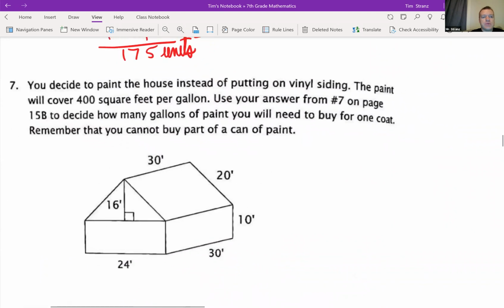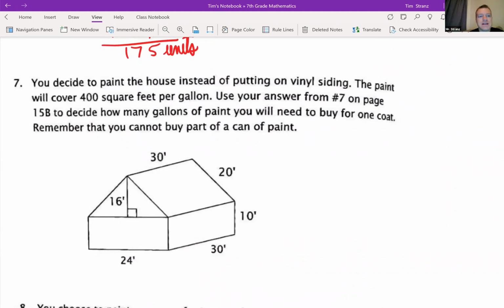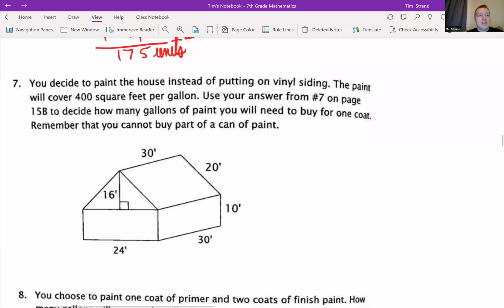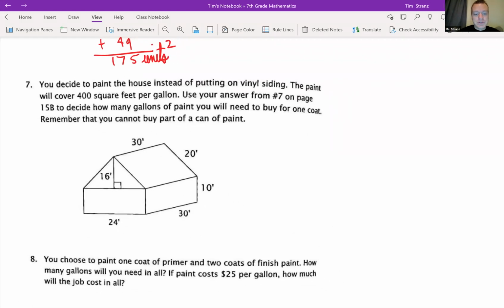Number 7. Why do I keep saying 13? I guess I love the number 13 tonight. Number 7. Oh, it's one of these again. You decide to paint the house instead of putting on vinyl siding. The paint will cover 400 square feet per gallon. Use your answer from number 7 on page 15B to decide how many gallons of paint you will need to buy for one coat. Remember that you cannot buy part of a can of paint. Actually, yeah, you can. You can buy quarts of paint. Come on, you can definitely buy part of paint. Obviously, they don't shop at Sherwin-Williams.